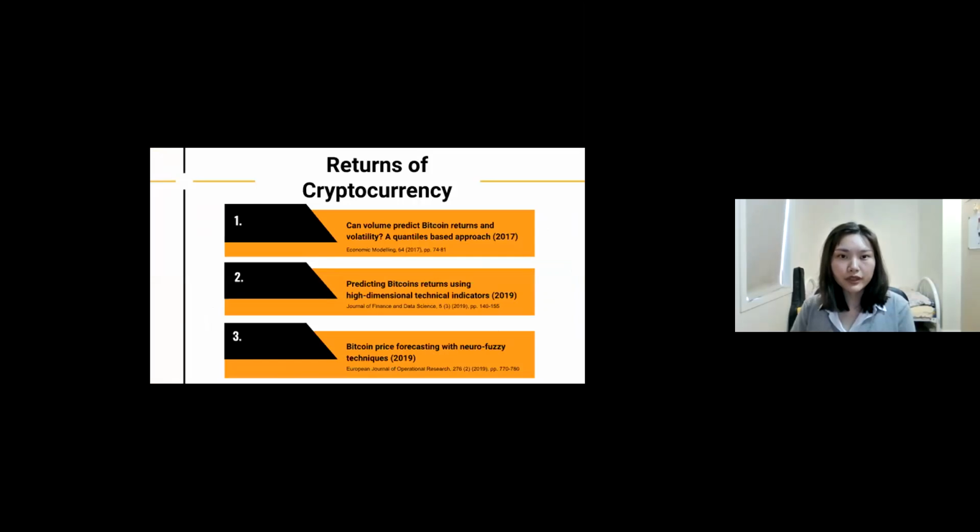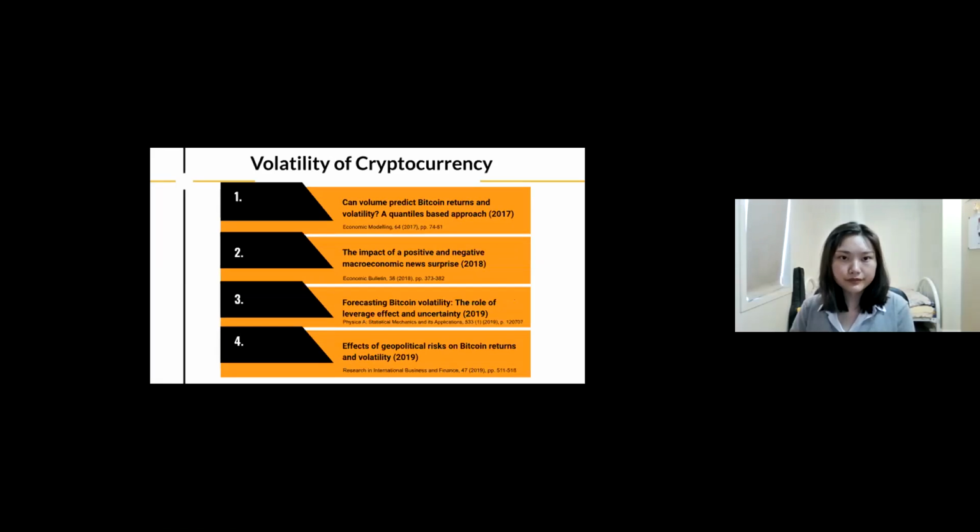The first paper from 2017 shows that volume can predict returns by using nonlinear models. The second paper from 2019 indicates that Bitcoin returns can be predicted by a combination of high-dimension indicators. The third paper suggests that hybrid neural fuzzy models outperform the other computational intelligence models in predicting returns.